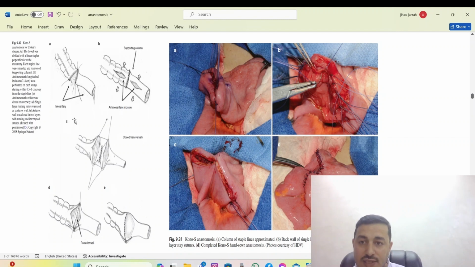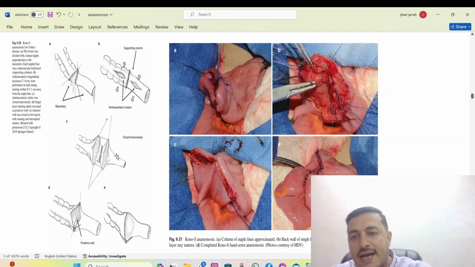But when we close them, as you see in picture C, they are closed transversely. I think this is called Heineke-Mikulicz technique. We will discuss it when we open longitudinally and close transversely. Heineke-Mikulicz technique, I hope the pronunciation is correct. I think we will discuss it later on, but Kono-S type involves, this is also a strictureplasty technique, Heineke-Mikulicz technique. When we open longitudinally, we said it's about 7 centimeters on the proximal and distal limb, and we close them transversely.